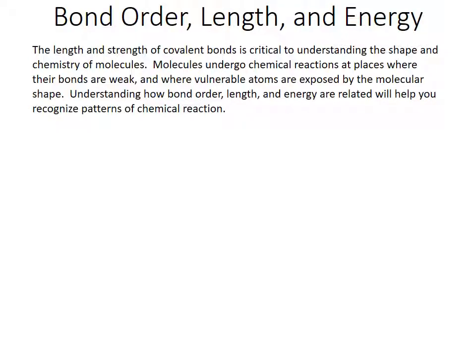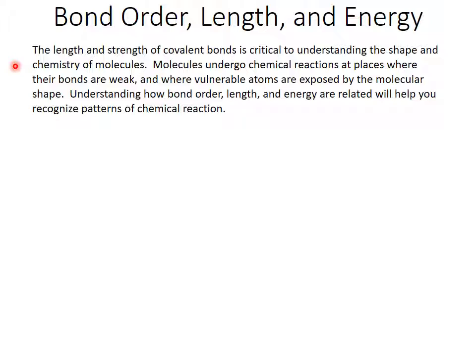Bond order, length, and energy, as well as atom size, are concepts that are really intertwined in terms of their effects on the structure and shape of molecules. The length and strength of covalent bonds is critical to understanding the shape and chemistry of molecules. Molecules undergo chemical reactions at places where their bonds are weak, which is why it's important to know where those are. They will also undergo reaction where vulnerable atoms are exposed by the molecular shape.